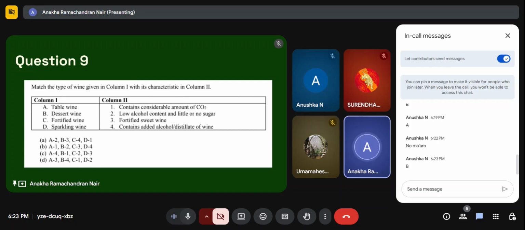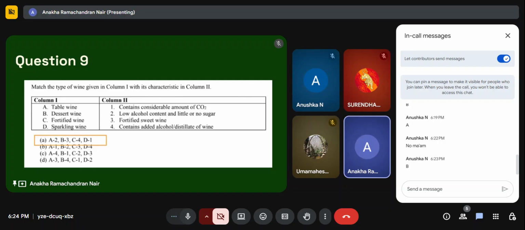Anyone want to try guessing the answer? All right, let's see. So the correct answer for this is A. So let's see how that works out.